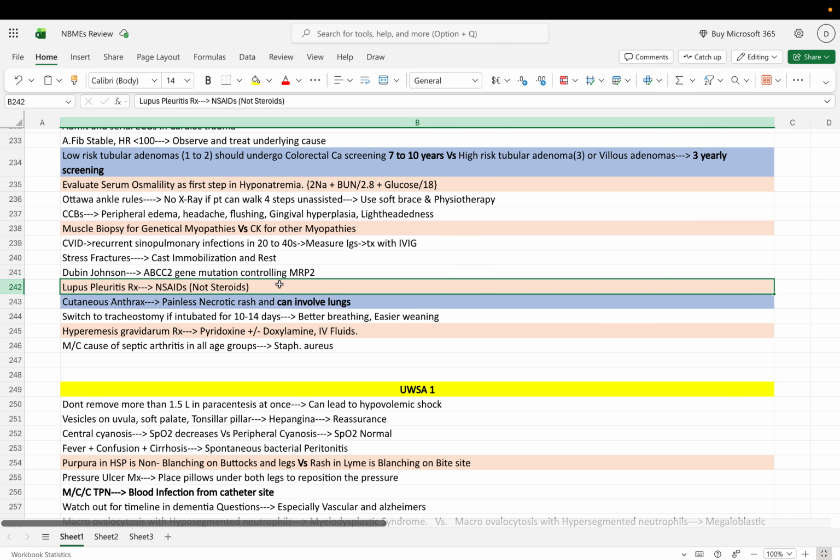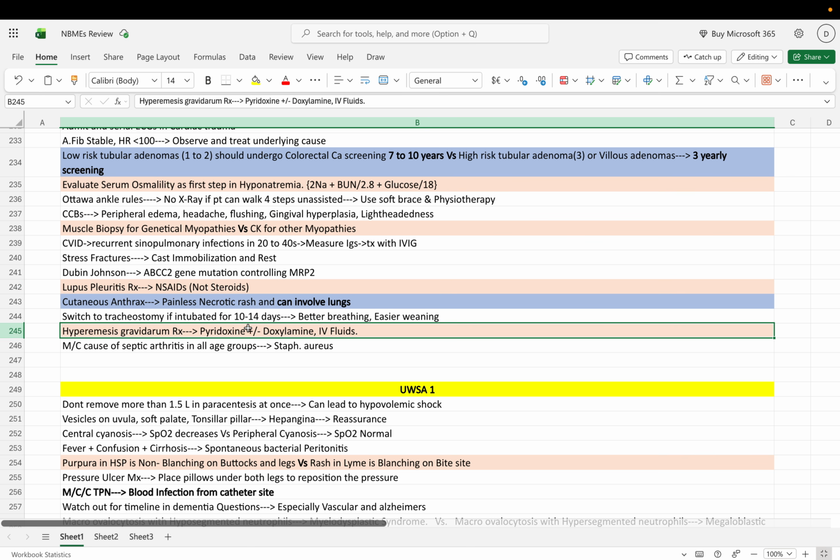Lupus pleuritis treatment, add NSAIDs, not steroids. Hyperemesis gravidarum treatment: pyridoxine, doxylamine and IV fluids.